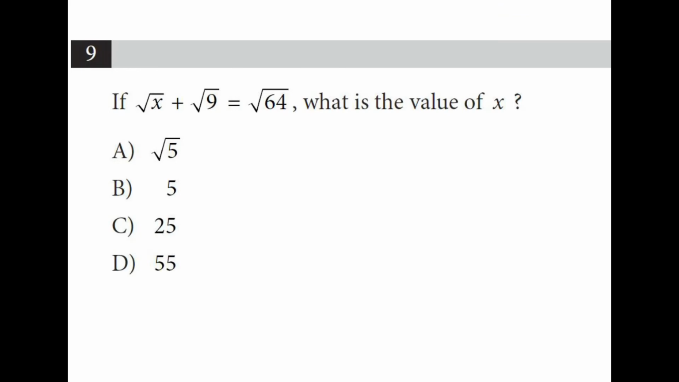So we can simplify things here, and this is just 3 and this is just 8. So the square root of x is equal to 5, which means we have to plug in a number to make this true, and that is 25.